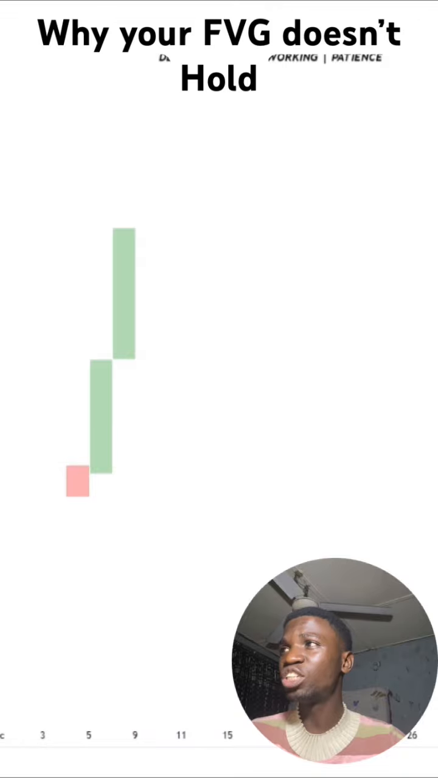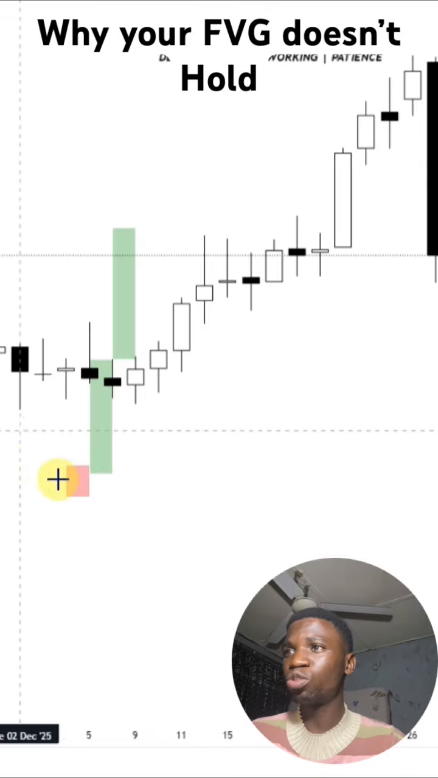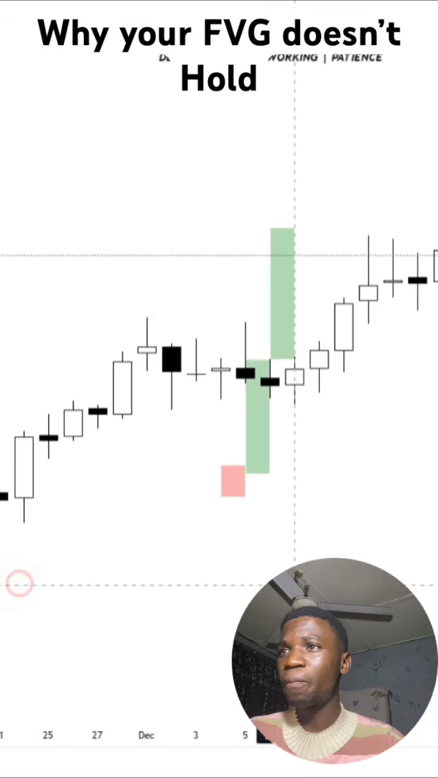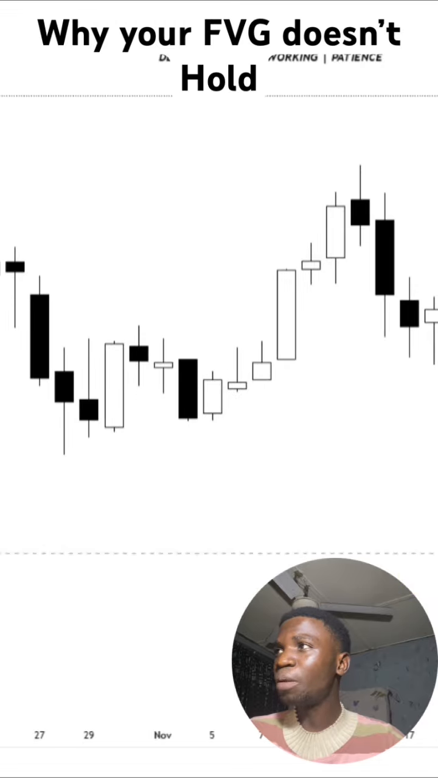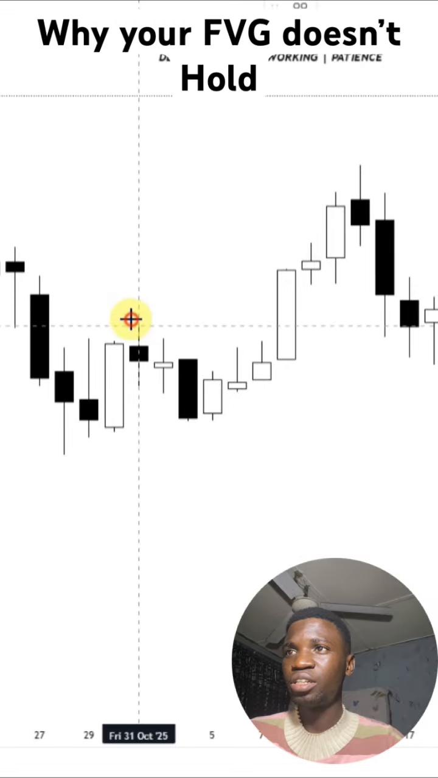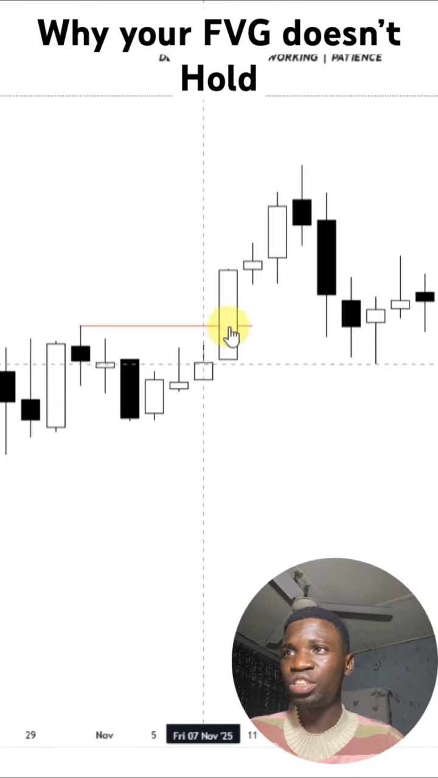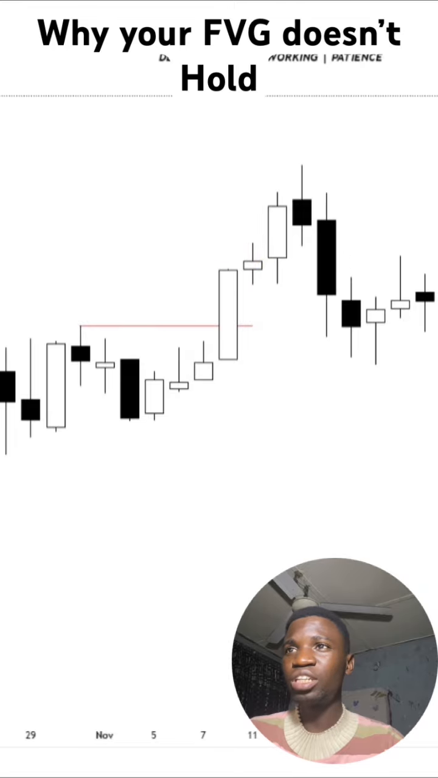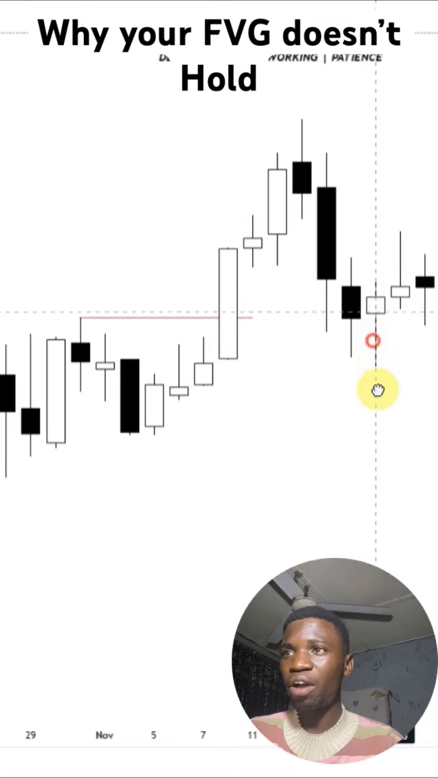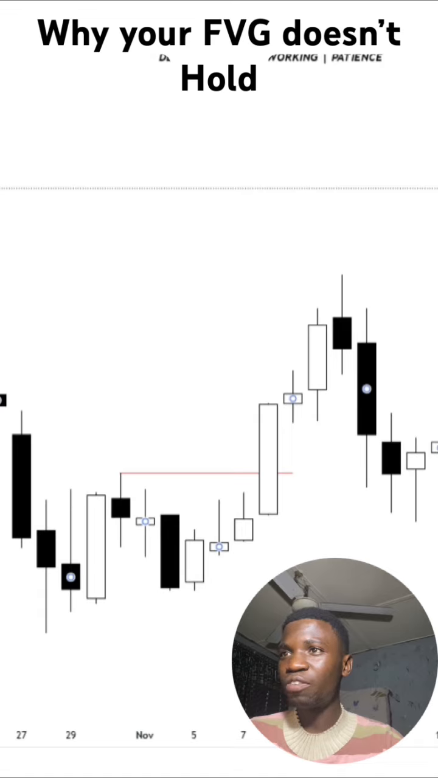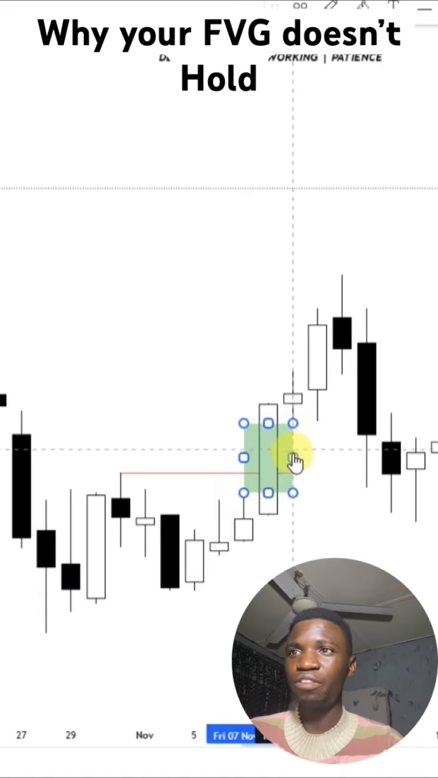Now let's go into the chart and see one or two things. Let's look at this particular fair value gap here. After the market breaks this structure here, you can see this 1, 2, 3, the three candles that we have here. So this particular fair value gap here is a fair value gap.